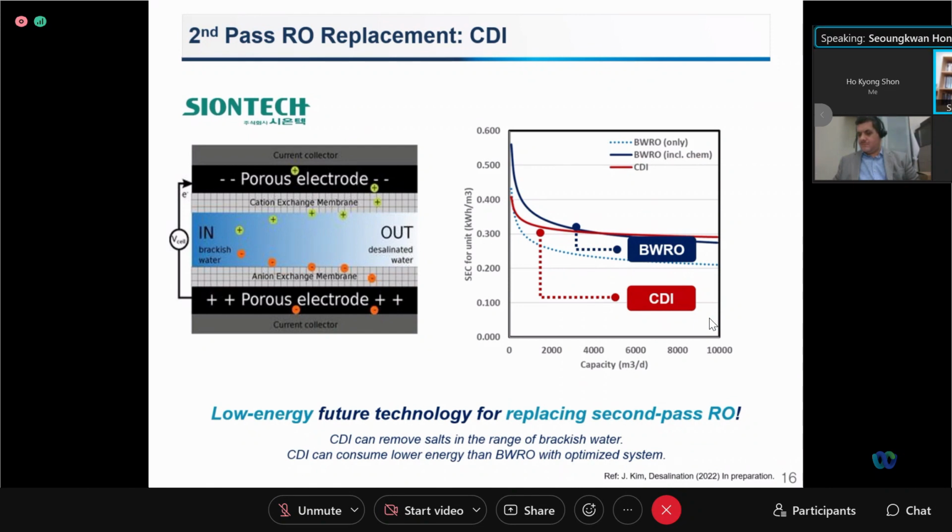And I would say that this is a lower energy future technology for replacing the second pass RO, because with a TDS level less than 2000 ppm, normally CDI has better energy consumption and energy efficiency than BWRO. So CDI can remove salt in the range of brackish RO and consume less energy than BWRO with optimized system or conditions.